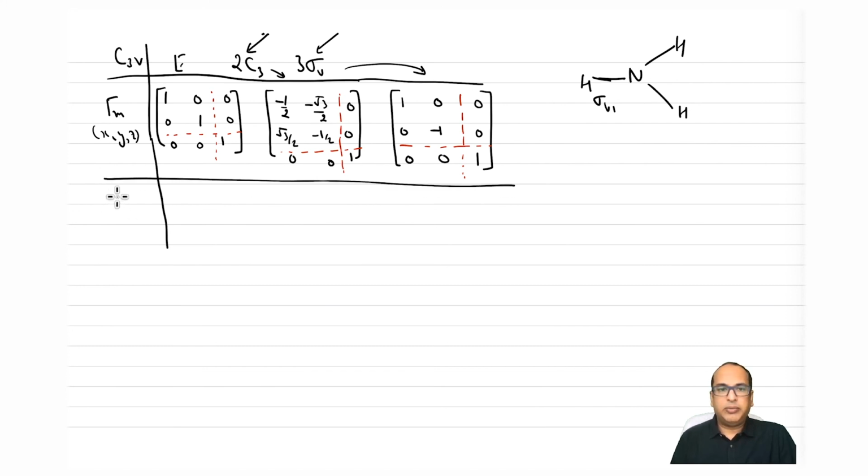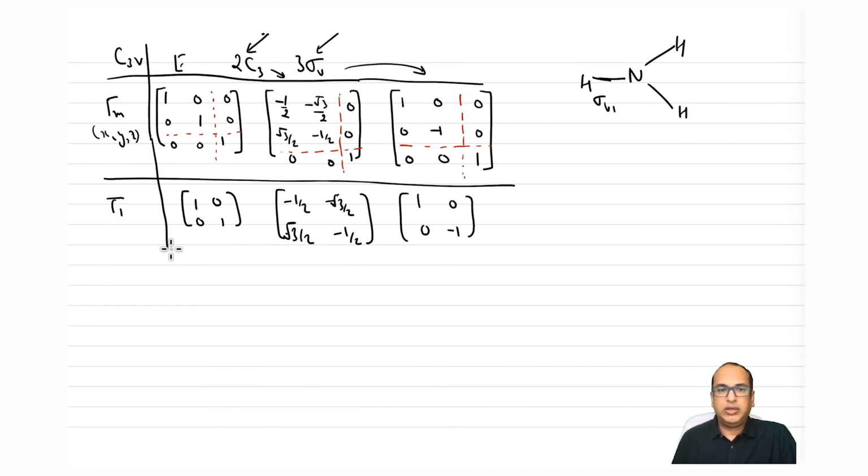So now if I divide this, what I get are 2 different representations. So tau 1 will be 1 0; 0 1, minus half, minus root 3 by 2; root 3 by 2, minus half, and 1 0; 0 minus 1. And then tau 2 will be 1 1 1. As it turns out, the basis for this one is actually Z. You can actually do the unit vector transformation to see which one gives you 1 1 1 as the matrix element or the character, right?